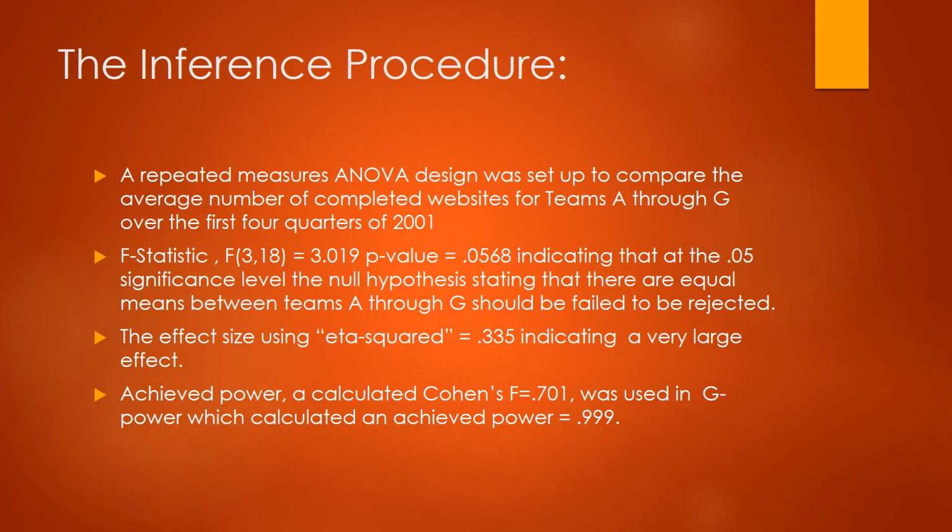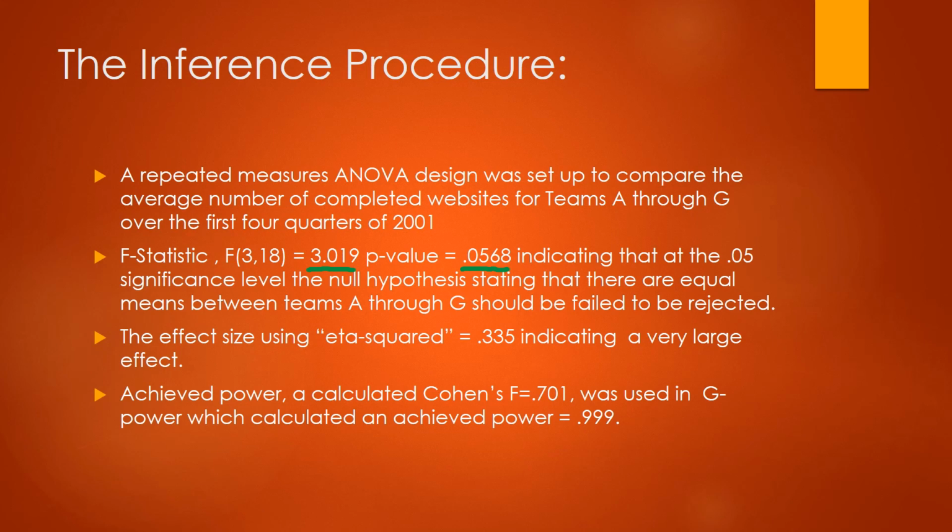So my inference here: I ran a repeated measures ANOVA design to compare the average number of completed websites for teams A through G over the first 4 quarters of 2001. My F statistic had degrees of freedom 3, 8, and it came out to be 3.019 with a p-value of 0.0568, indicating that at the 0.05 significance level, the null hypothesis, stating that there are equal means between teams A through G, should fail to be rejected.